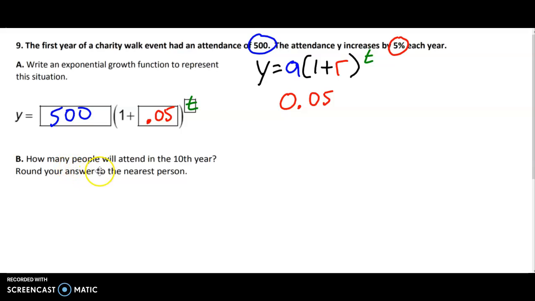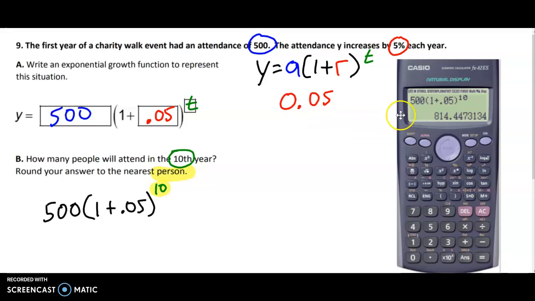It says how many people will attend in the 10th year. So from this initial 500, if it grows at a rate of 5%, how many people roughly will it be 10 years from now? Okay, so what we'll do is take that exact same formula, and since it says 10th year, we're going to plug in 10. So right there where the t is, we plug in 10. Same formula, same everything.